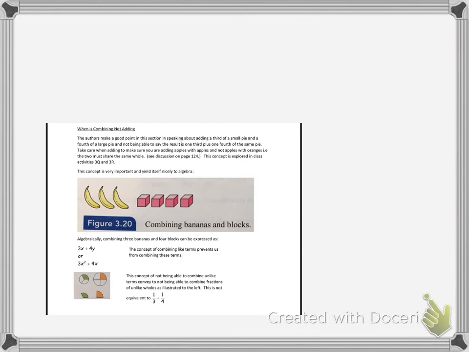Okay, so now that I have this whole slide put together, we can talk about this some more. So the authors make a good point of saying you can't add apples and oranges, or in this case, bananas and blocks. So that is true on many levels. So algebraically, which is what the kids will be doing when they get to high school, we run into problems when we have what we consider bananas and blocks or apples and oranges, and the kids don't view it that way. So when you add your 3 bananas and your 4 blocks, you can say that you have 7 items, but you can't say you have 7 banana blocks. Okay, you can't make them into the same item.